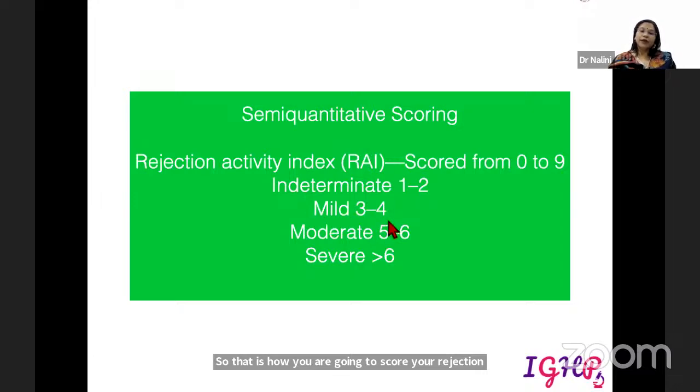Now, for the milder grades of rejection, generally no therapy is given, or sometimes at some centers they do start a lower dose of steroids. And in the moderate degree of rejection, they would definitely start the therapy.